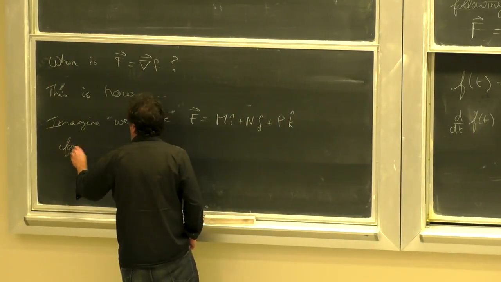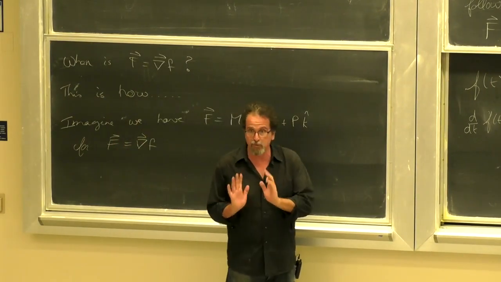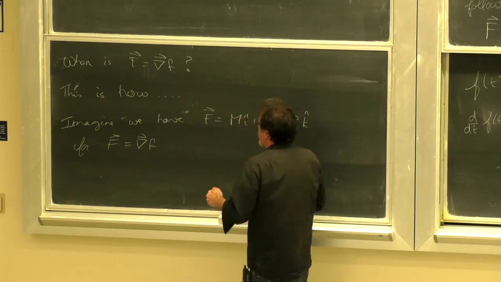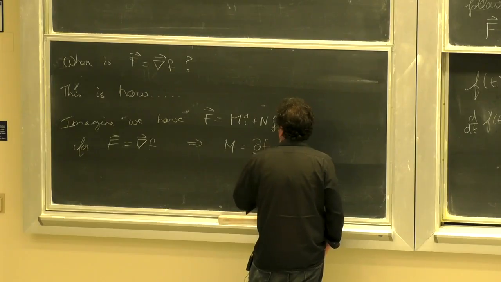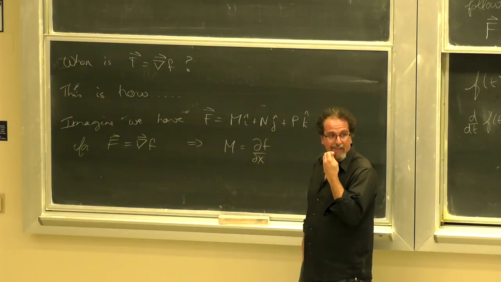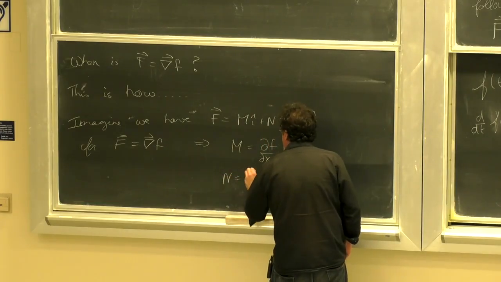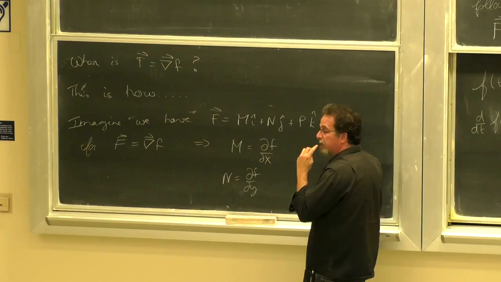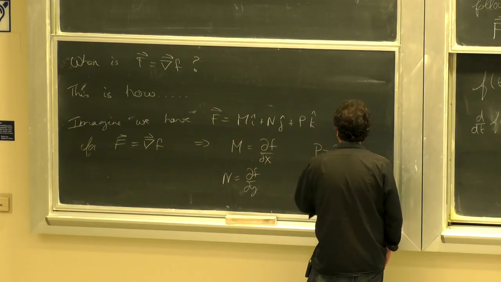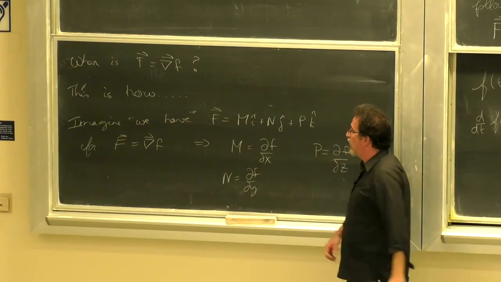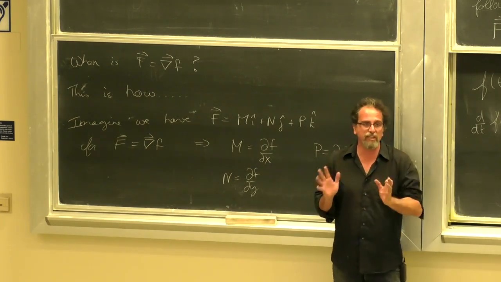So for F to be equal to the gradient of a function, in order for this to be true, what does it mean? Well, that implies M is the x derivative of little f, because that's the x component of the gradient. Then N is the y derivative of little f, and P is the z derivative of little f. If this is going to be true, these three statements have to be true. But look at these three statements, everybody.